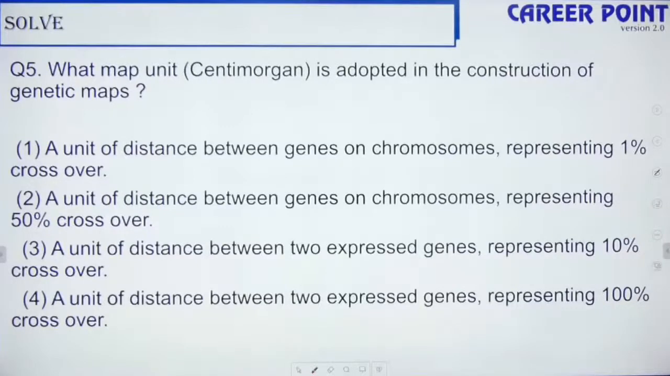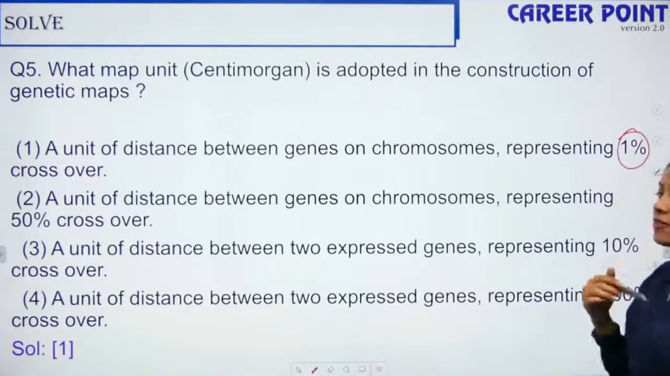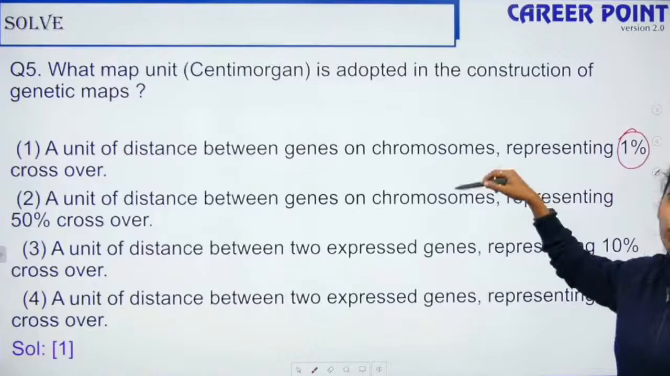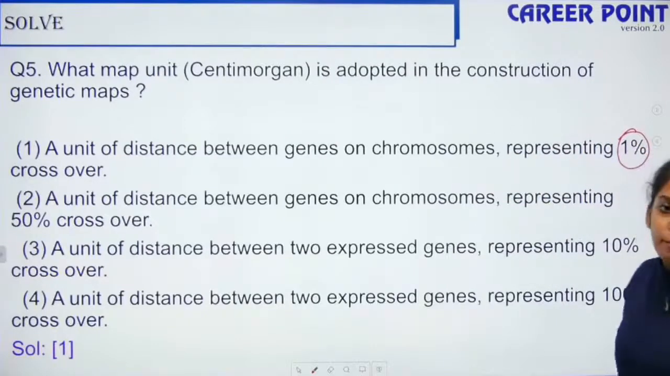A unit of distance between genes on chromosomes representing 1% crossover. A unit of distance between genes on chromosome representing 50% crossover. A unit of distance between two expressed genes representing 10% crossover or 100% crossover. I have discussed this recently. Yes, it is 1% crossover. Yes, absolutely right. So in the question that I discussed, A and B were interchanged, but it is 1% only.